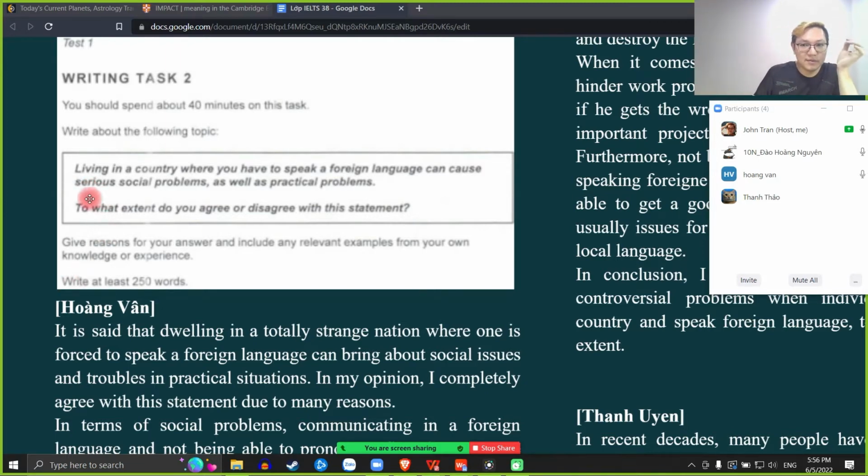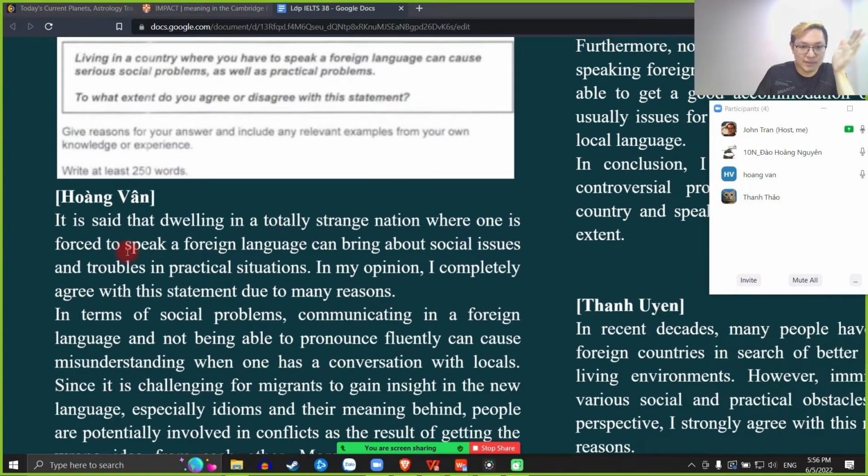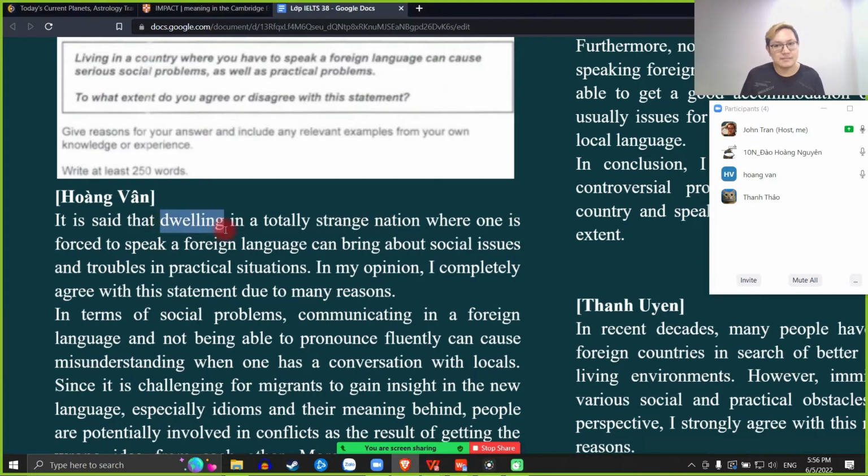Okay, so first of all, let's see how Miss Vân is doing it. It is said that dwelling in a totally strange nation, living in a country and dwelling in a totally strange nation. So the word dwelling can sometimes sound weird. We don't often use that word.